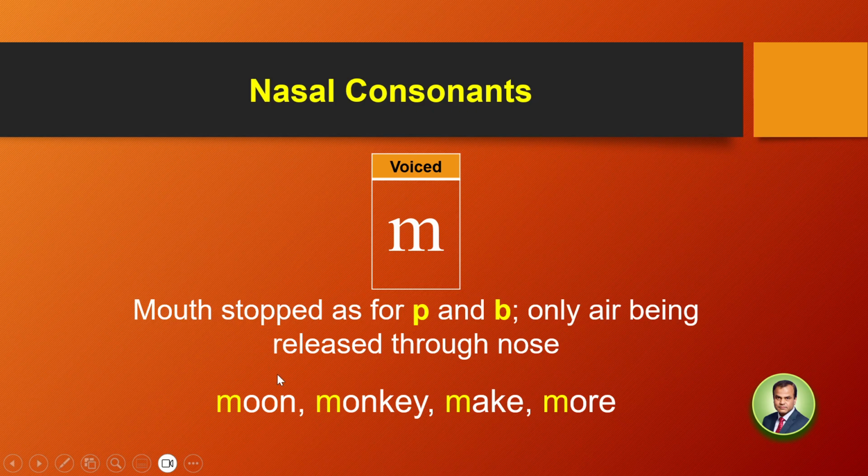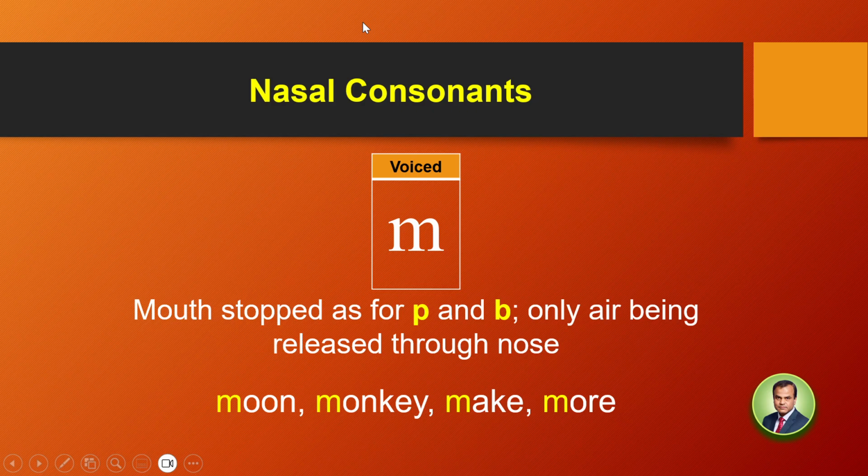The symbol you see on the screen, normally we pronounce it as the letter M, but as a sound it is pronounced as m. The position of the mouth is like P and B, but this time the air does not come through the mouth, it comes through the nose. In words like moon, monkey, Mac, and more, you will find this particular phonetic symbol.